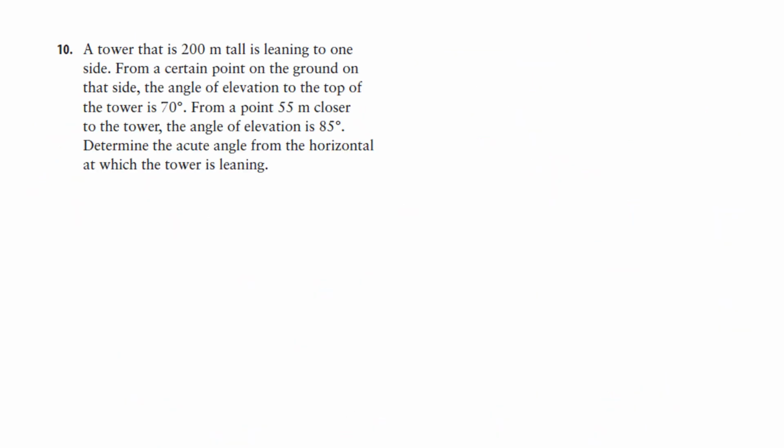Okay, we're going to end off with a word problem here. See if we can apply our sine law and cosine law formulas. So we have a tower. It is 200 meters tall and leaning to one side. So probably just leaning a little bit. And so that's my tower, leaning 200 meters.